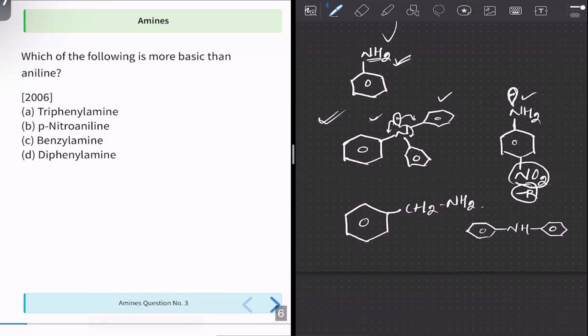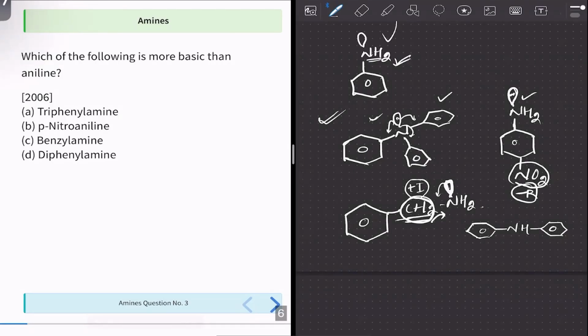Option C, benzylamine. In this compound, there is no delocalization. The lone pair can't delocalize with the CH2. The lone pair in NH2 is not being delocalized, so the lone pair remains constant. And CH2 is an electron donating group, so there is also a plus I effect. So there will be more electron cloud on NH2.